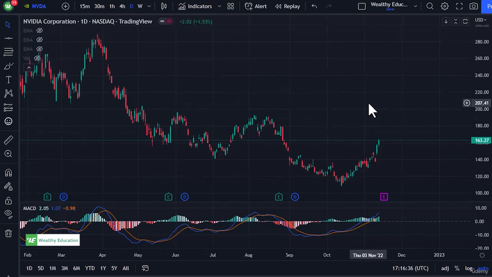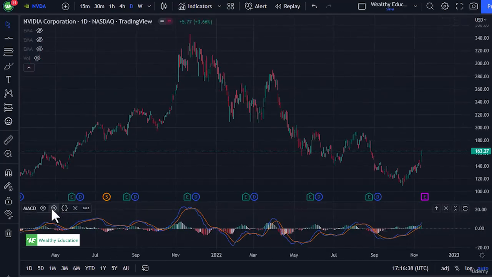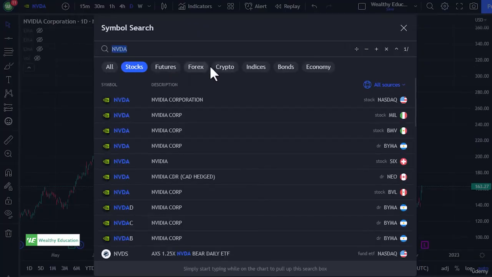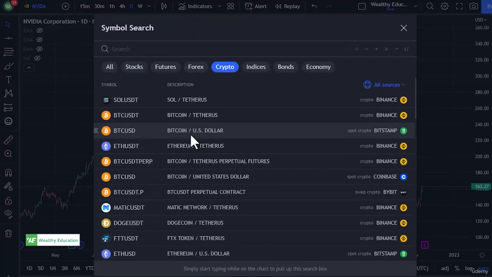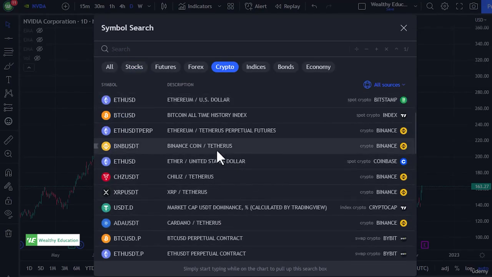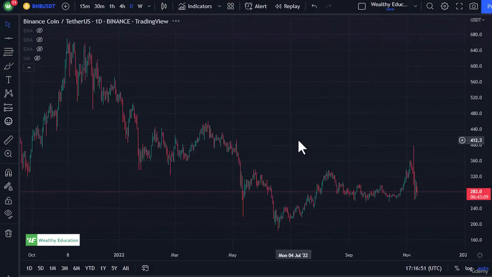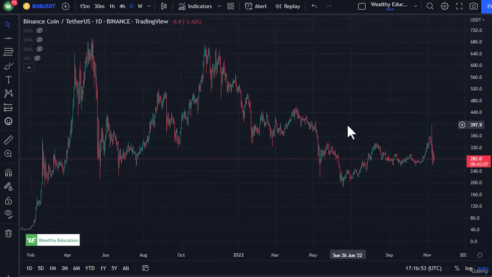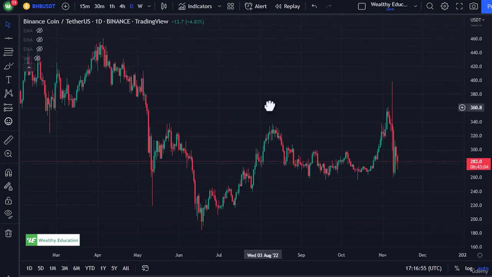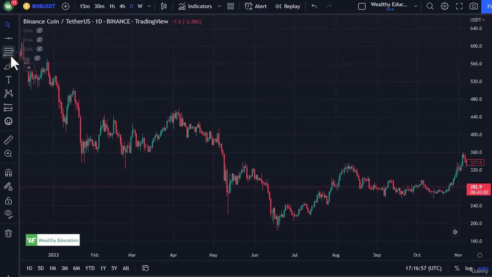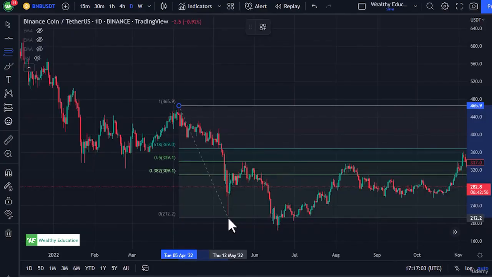There are other tools you can use. For example, let's do Binance Coin. So some people will use what is known as a Fibonacci retracement, which is something we'll go into in more depth in the next video.